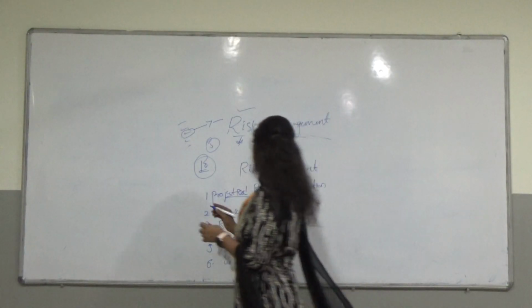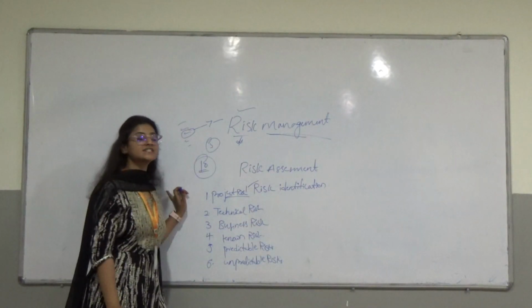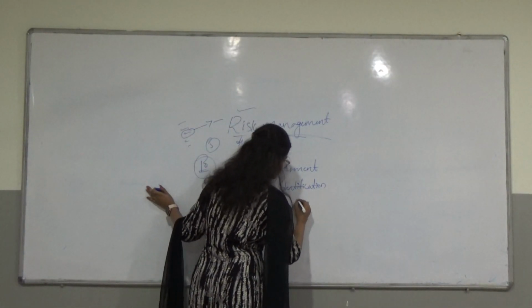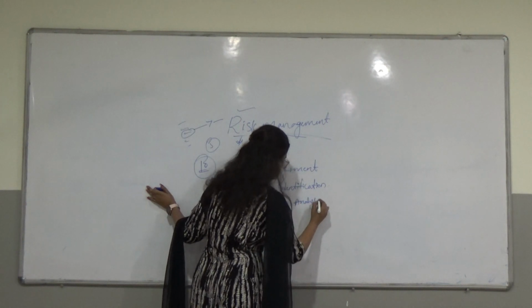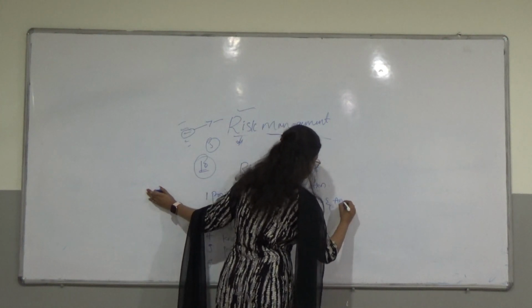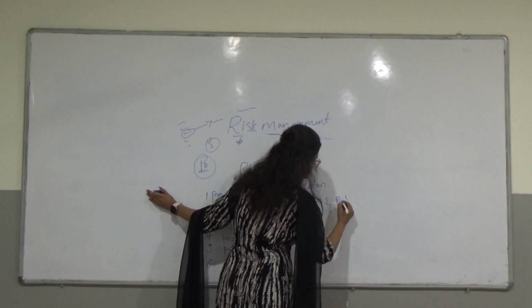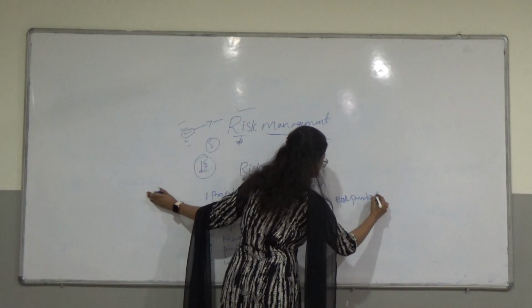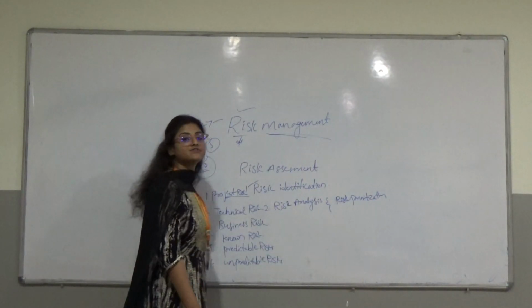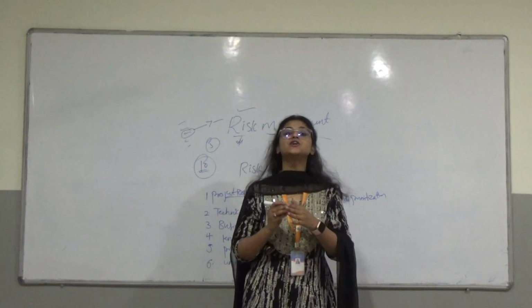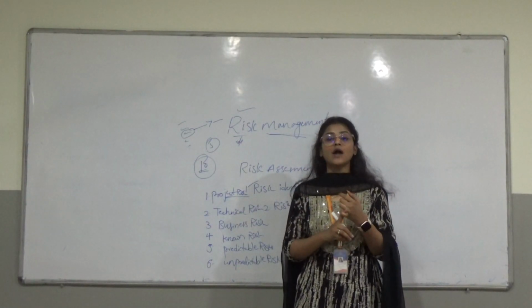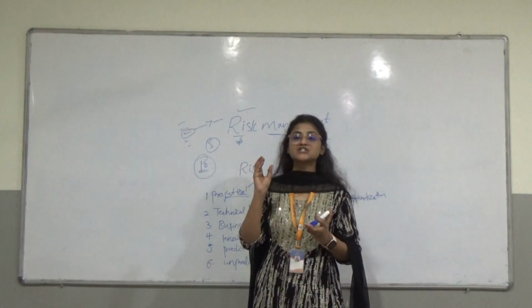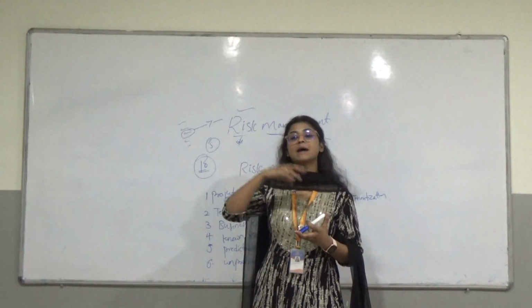And next, after the risk identification, comes the risk analysis and the risk prioritization. So in the first step you are identifying the risk. In the second step you need to analyze that risk and you need to know about the probability of the risk. Probability of the risk means how much percentage that risk is impacting your product.